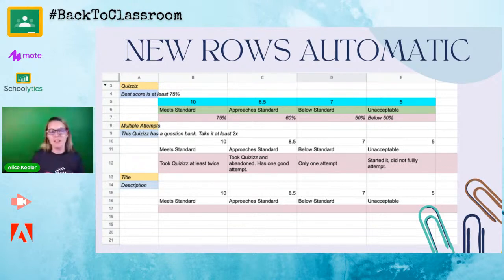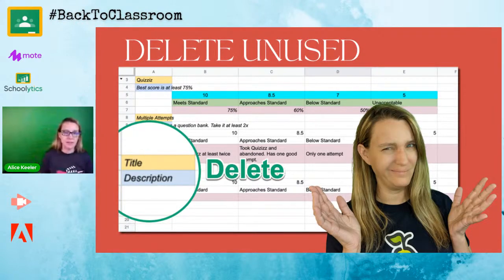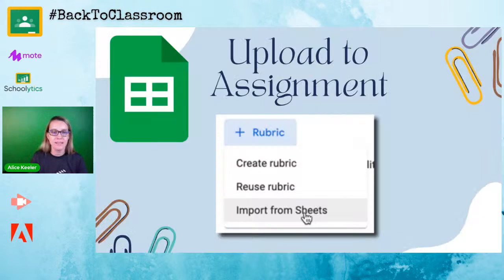And then you see it gave me this third one where it says title and description. That is just going to keep popping up. So it's going to say title description, title description, title description. And all you have to do is delete the word title and delete the word description to get rid of that, because otherwise it's just going to keep automating. Unlike Google Classroom, where we have to keep adding it manually. So this is going to be a lot faster and easier. You just click on it and click delete. And then you just upload the assignment to Google Classroom, choosing import from Sheets.